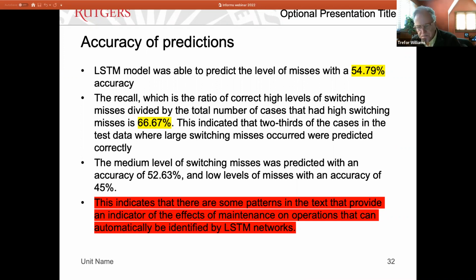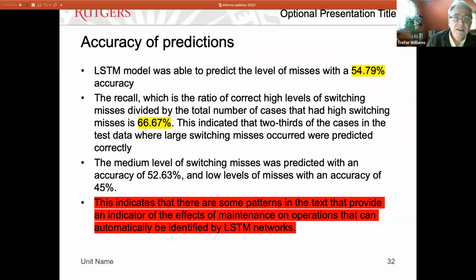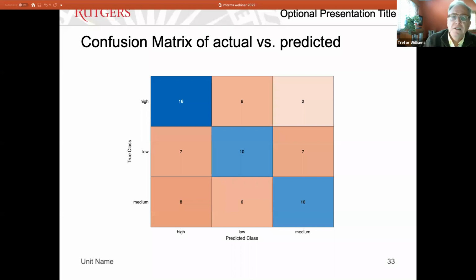And there are some patterns there. So this is a confusion matrix, which is the output of a lot of different neural networks. If we were 100% correct on all of our predictions, everything would be on the diagonal. So blue is good, and the bluer the better. For each class, in particular for the high level of switching misses, we're able to predict about 67%. We got two-thirds correct. The true class, we got 16 correct, and then we had eight wrong. I thought that was kind of interesting. And for the other ones, the biggest number was on the diagonal, which is interesting, I think.